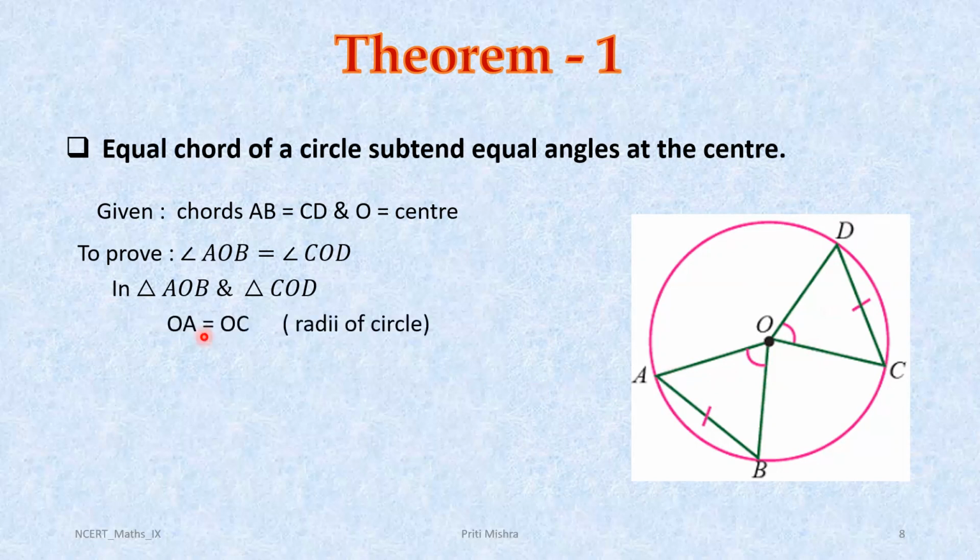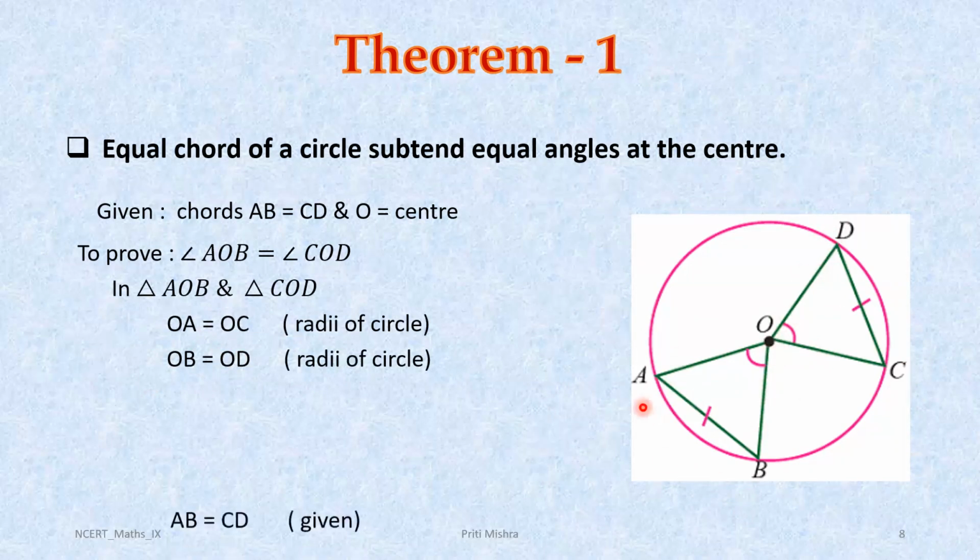So first we are having radii OA is equal to OC. These two line segments are radii of this given circle. So these two will be equal. Next, we are having OB is equal to OD. Once again, these two are radii of circle. These two are also equal. Then AB is equal to CD. It is given in the theorem. So we will write here AB is equal to CD.